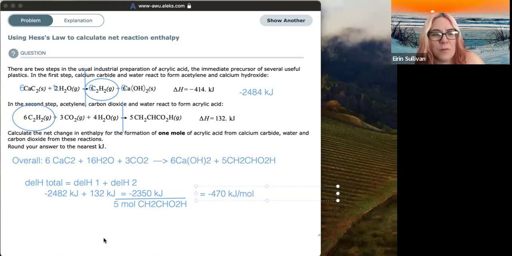Okay, so just be careful with that. If you're asked per mole of some particular species, just check the balanced equation that you should have worked out on your way to working out delta H for the total reaction.